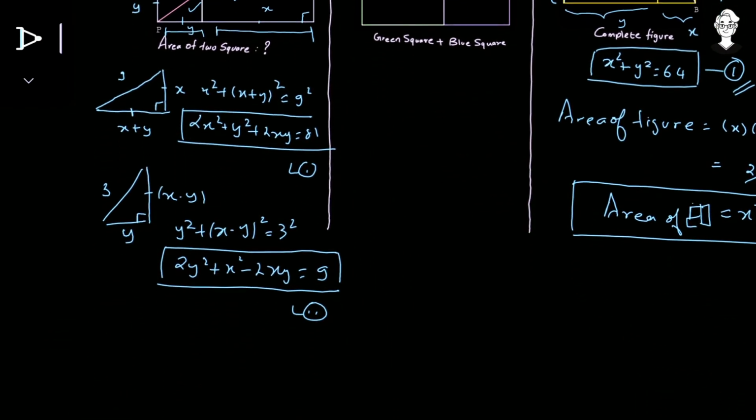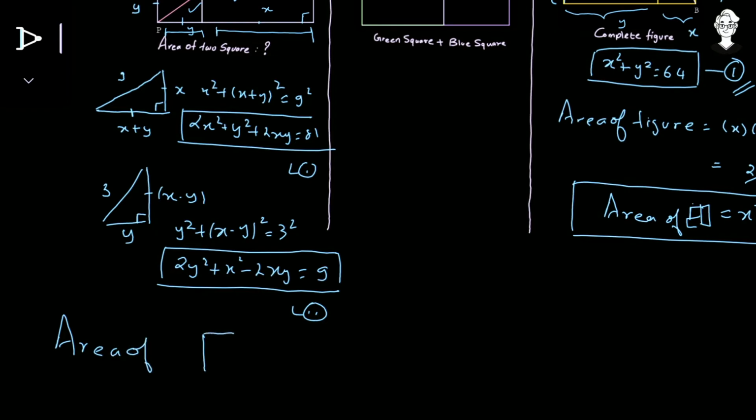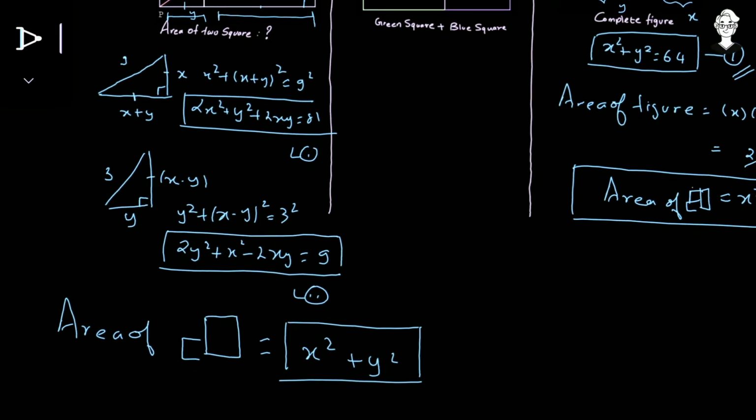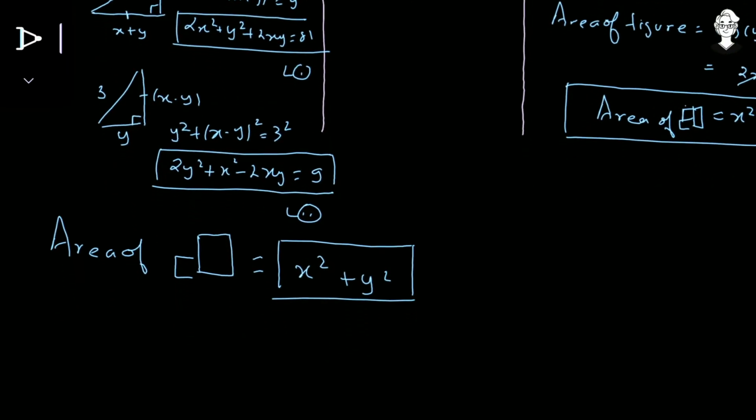So combined area, I'm just writing it over there. The area of this complete figure is the bigger square and the smaller square. The side length of the bigger square is x, so its area becomes x squared, and the side length of the smaller is y, so its area is y squared. Ultimately we have to find the value of x squared plus y squared, and we can do that by adding the first and second equation very carefully.